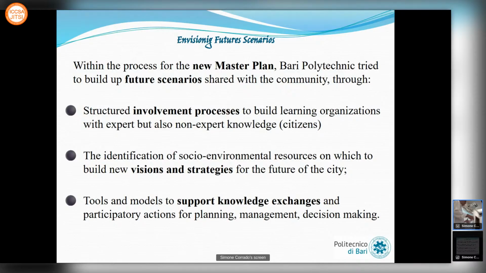And our long-run intention was to build an architecture that could be useful for dynamically using this knowledge raised by interacting with people to support decisions by the administration. This was the final aim.